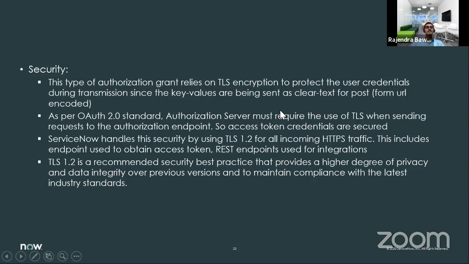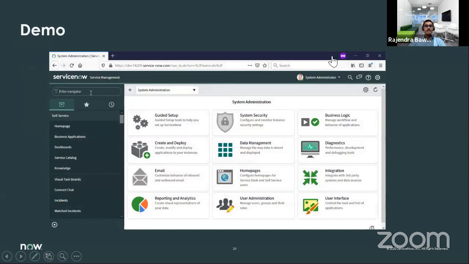Next, TLS 1.2 is the recommended security best practice, and it provides a higher degree of privacy and data integrity. There are previous versions of TLS as well, like TLS 1.0 and 1.1, and ServiceNow has deprecated TLS 1.0 and 1.1. Starting from April 30th, 2020, they are insisting customers move to TLS 1.2, which is the latest protocol.